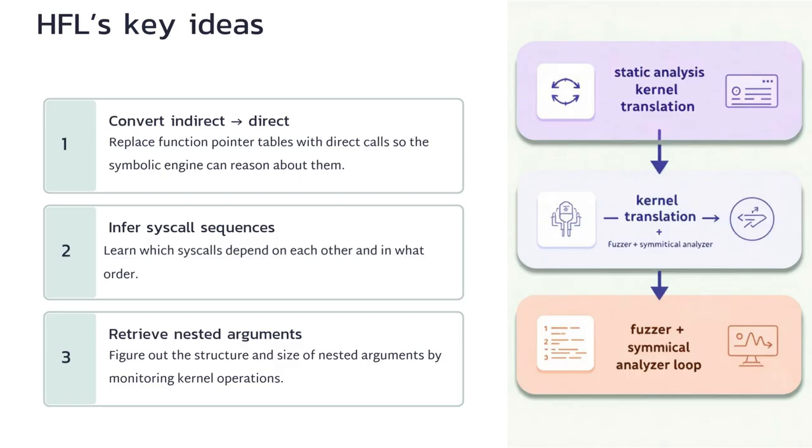HFL monitors functions like copy from user. Whenever the kernel copies data from user space, HFL tracks the buffer pointer, the size of the argument, and the offset within the structure. Using this information, it's able to reconstruct the nested structure layout. So visually, the system integrates static analysis, kernel rewriting, runtime validation, and symbolic execution and fuzzing, and they all work together in a loop.